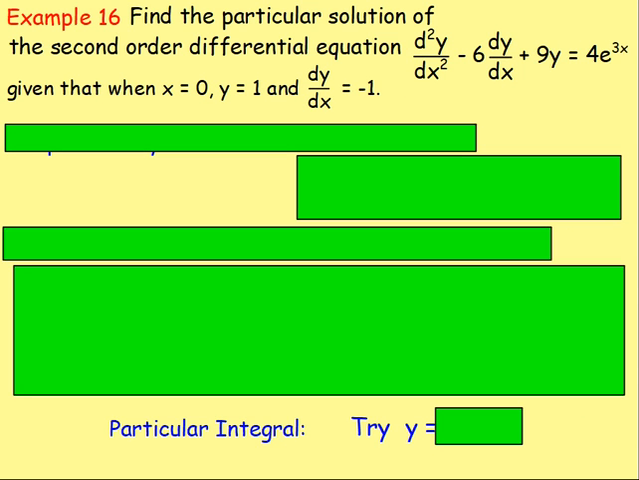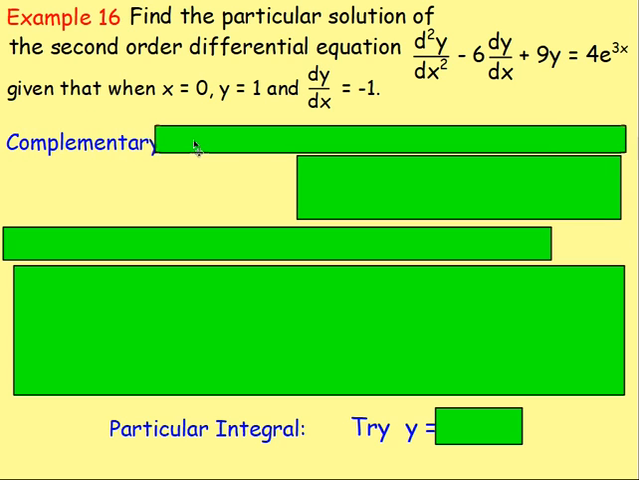Example 16, find the particular solution of the second order differential equation d2y by dx squared minus 6 dy by dx plus 9y equals 4e to the power of 3x. But this time we are told that when x equals 0, y is 1 and dy by dx is negative 1.